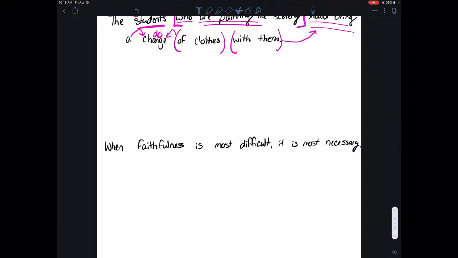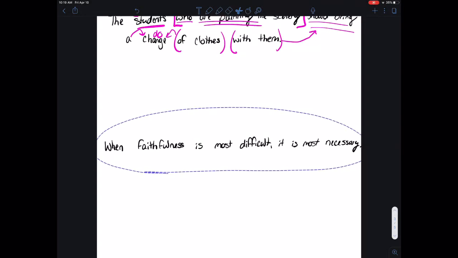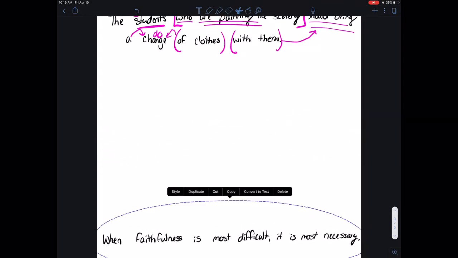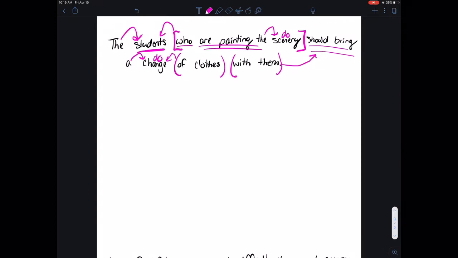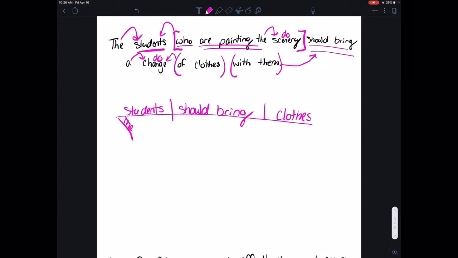Ooh, I probably need to move this one down really quick. And we're going to get to that one next. All right. So we're going to start by doing our independent clause. Students is the subject. Should bring is our verb. Clothes is our direct object. Okay. The modifies students.